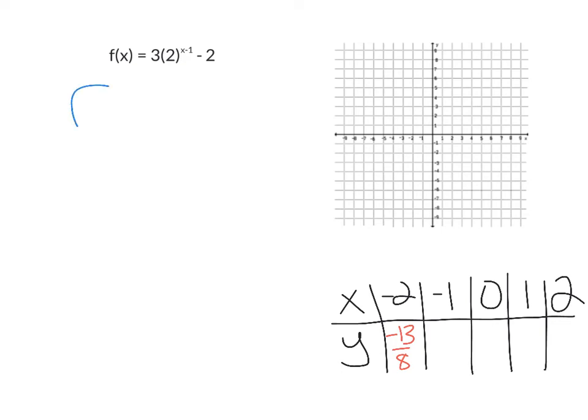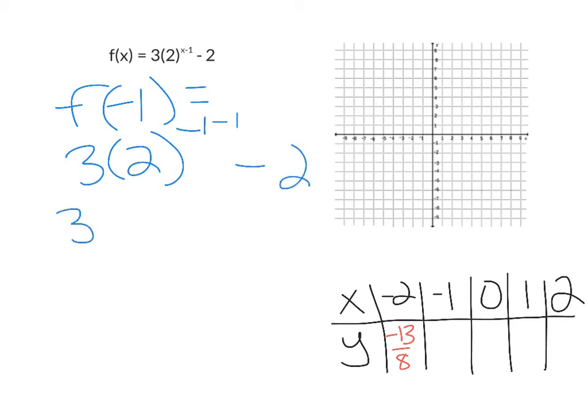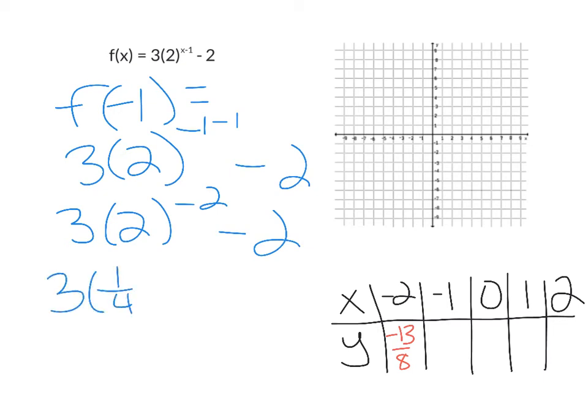Next, I'm going to find f of negative 1. So I get 3 times 2 to the negative 1 minus 1, minus 2. So 3 times 2 to the negative 2, minus 2. 2 to the negative 2 is the same as 1/2 squared. 1/2 squared is 1/4. So we have 3 times 1/4 minus 2. 3 times 1/4 is 3/4, minus 2. 3/4 minus 2 is negative 5/4.